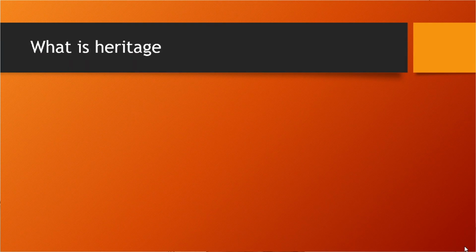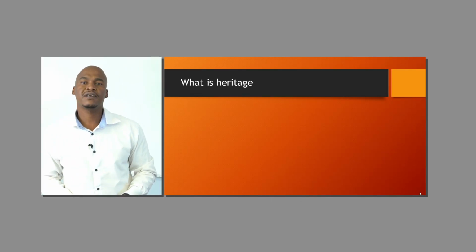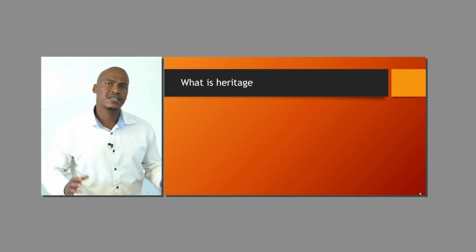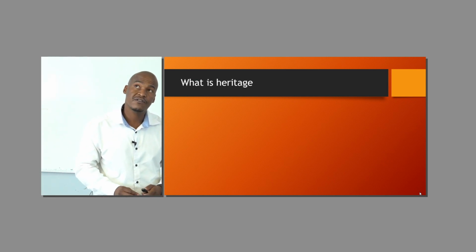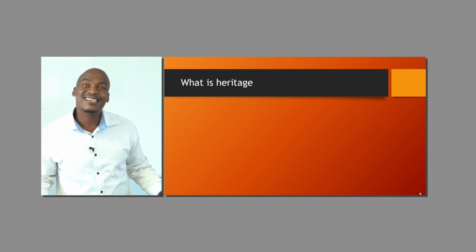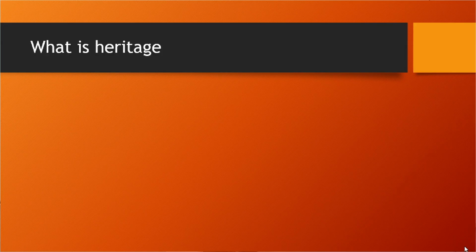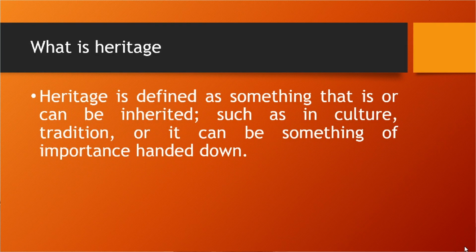As we may all know, as level 3 students, we came to terms with the definition of heritage in level 2, and we basically described heritage simply as something that reminds us of where we come from. It can also be defined as something that is or can be inherited by us as people, such as our cultures, traditions, or also anything that is important that can be handed down.